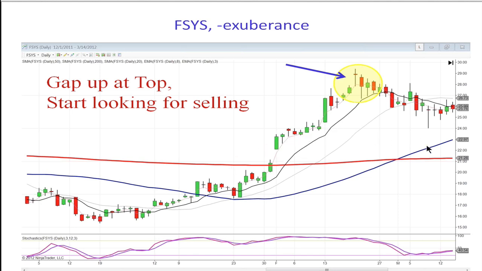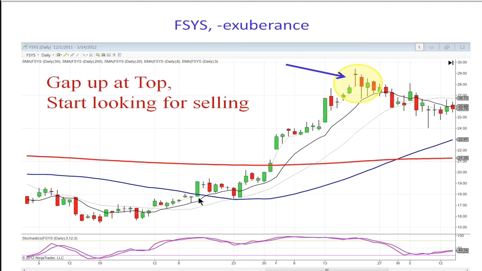The black line is the T-line. The blue line is the 50-day simple moving average. The red line is the 200-day simple moving average. The light gray line is the 20-day simple moving average. We have all these moving averages on our chart for one reason, because every major money manager around the world uses those moving averages to make decisions about their portfolio.